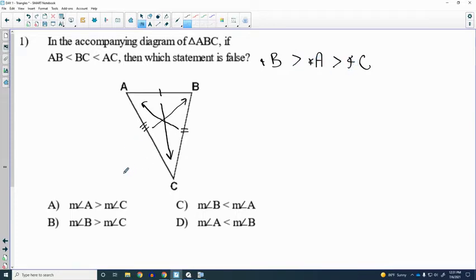So let's see which one of these is false. A is greater than C. Well, we can see that that's true. B is greater than everything, so it's definitely greater than C, so that's also true. B is less than... Well, B isn't less than anything. B is the biggest angle opposite the longest side. So this one is going to be false. We can see that angle A is less than B. A is less than B, just written in a different direction. That's also true. So the answer here would be C.